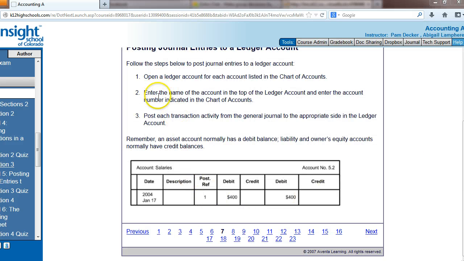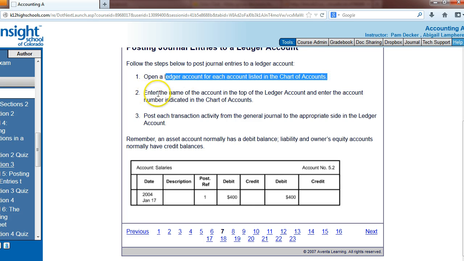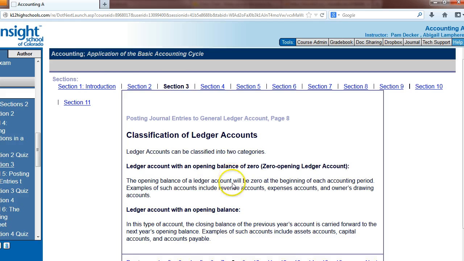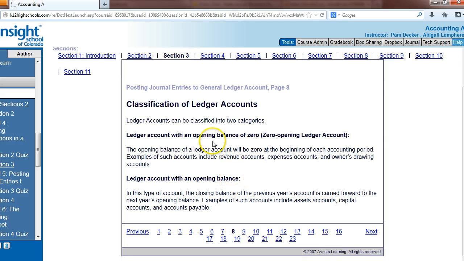Okay, so open a ledger account for each account listed on the chart of accounts. Enter the name of the account at the top and the account number. Post each transaction activity from the journal to the appropriate side in the ledger account. So once you've passed a journal entry, this is where you then go and record that into the general ledger.